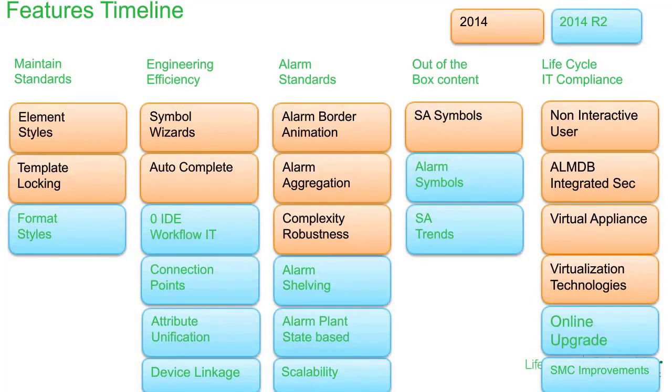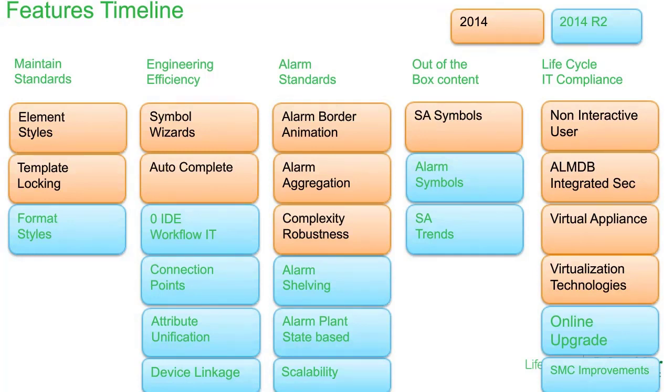A lot of the things that we did in that time frame, we had to do to make this release possible. So one thing was that we wanted to make it easier for our customers to maintain their standards. So that's when we did things like element styles, template locking, and format styles. More out-of-the-box content, so you don't have to build it. So that was basically the SA symbol library that we introduced in 2014 and finished in 2014 R2, together with alarm symbols and SA trends.